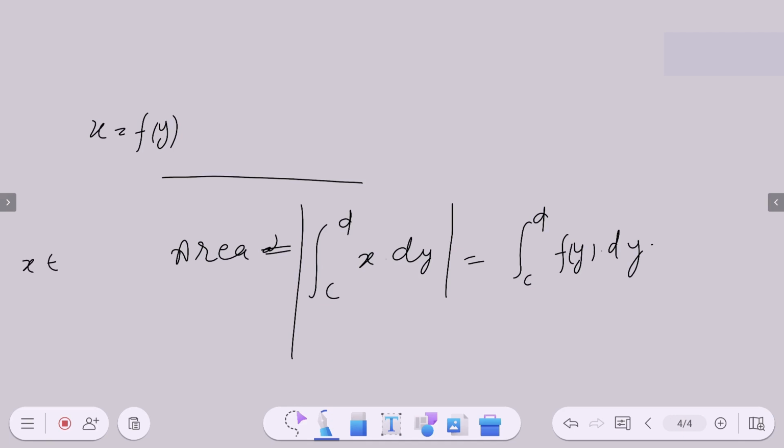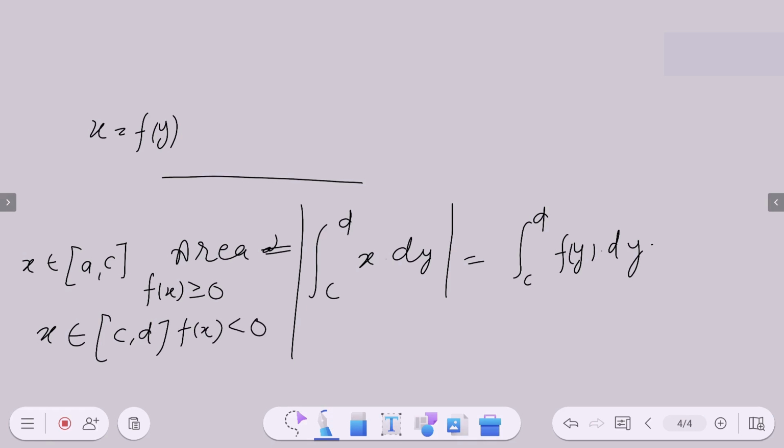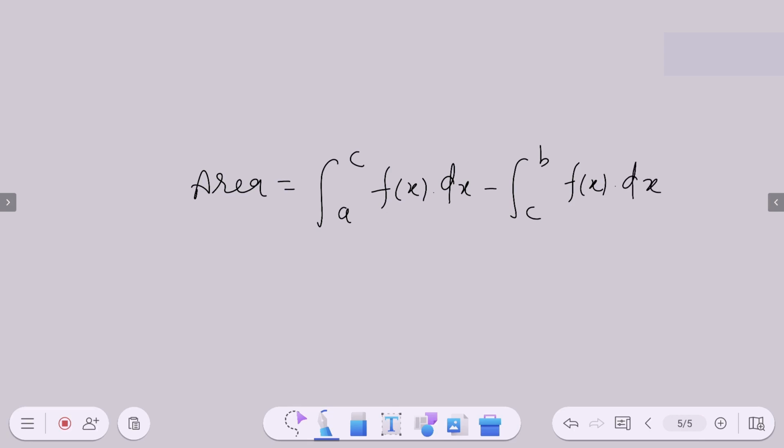And if x belongs to the closed interval a to c and f(x) is greater than or equal to 0, and for x belongs to c to b where f(x) is less than or equal to 0, where c lies between a and b this time, then the area of the region bounded by y is equal to f(x) and the x-axis is equal to the integral from a to c of f(x) dx minus the integral from c to b of f(x) dx. Clear?